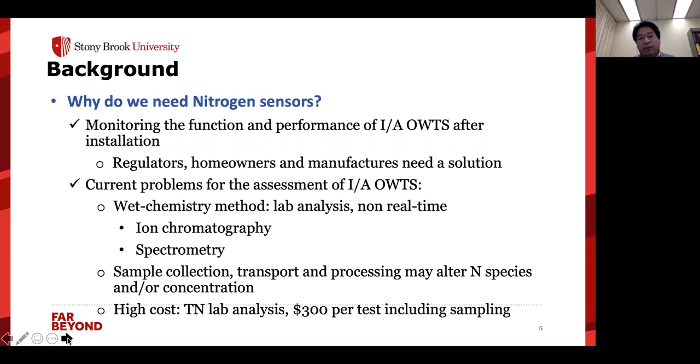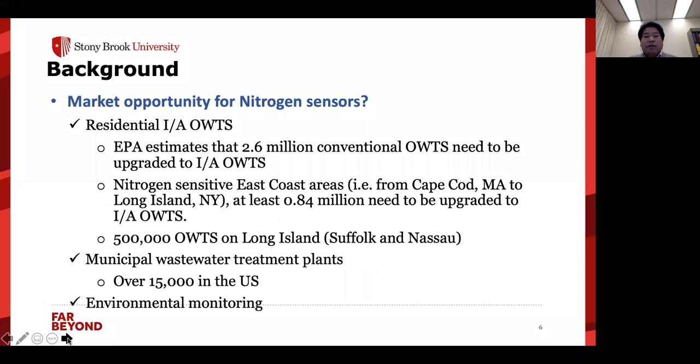So in order to get real-time data that reflect the real-time performance of the IA system, and then reduce the cost of testing, a sensor is definitely needed for the IA system. For the application of the sensor, there are basically three big areas. I mean, it's a potential market opportunity for a nitrogen sensor. The first one is residential IA onsite wastewater systems. EPA estimates about 2.6 million conventional OWTS need to be upgraded to IA systems.